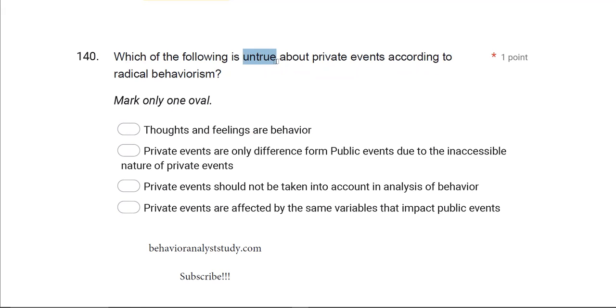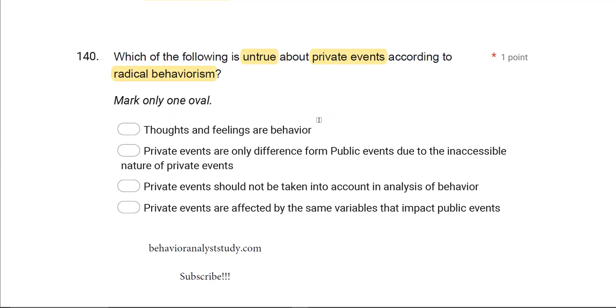Untrue, meaning 3 of these will be true. We're talking private events. We're talking radical behaviorism. Radical behaviorism coined by B.F. Skinner. John Watson had methodological behaviorism, which came before. Skinner says methodological behaviorism acknowledged private events, but did not factor them into the analysis of behavior. With radical behaviorism, we did. Started to acknowledge them as actual behavior. So, which of the following is untrue about those?